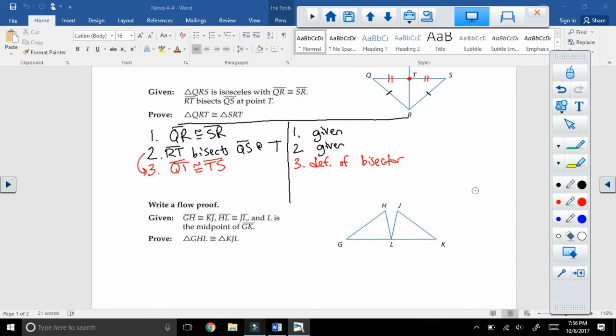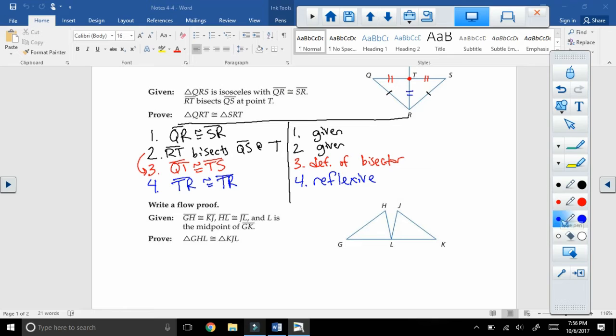And in this case, I know that TR is the same side for both of these triangles. So I know that TR is congruent to TR. TR in the left triangle is congruent to TR in the right triangle. And the reason for that is the reflexive property. You will see that probably 1 in 3 of these proofs, so make sure that's one that you know.